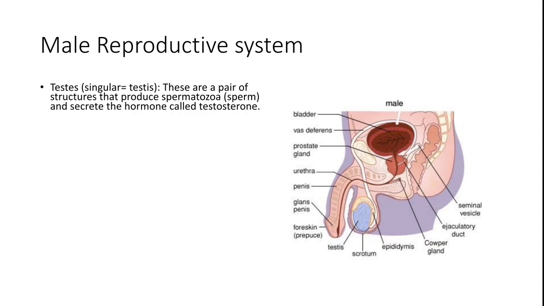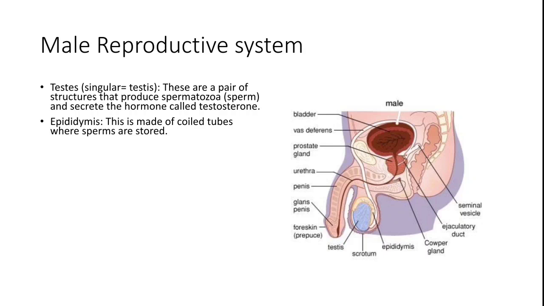They are also considered to be endocrine glands. And the hormone they secrete is known as testosterone. I'm going to talk about testosterone later on. Otherwise, for now, know that it is a hormone secreted by the testes. All right. We've got the epididymis.